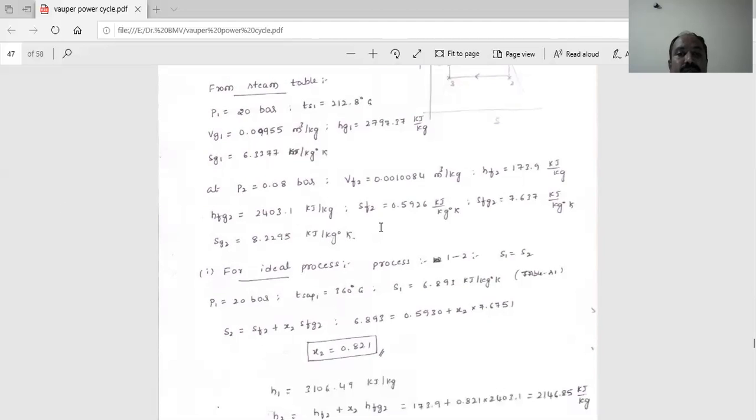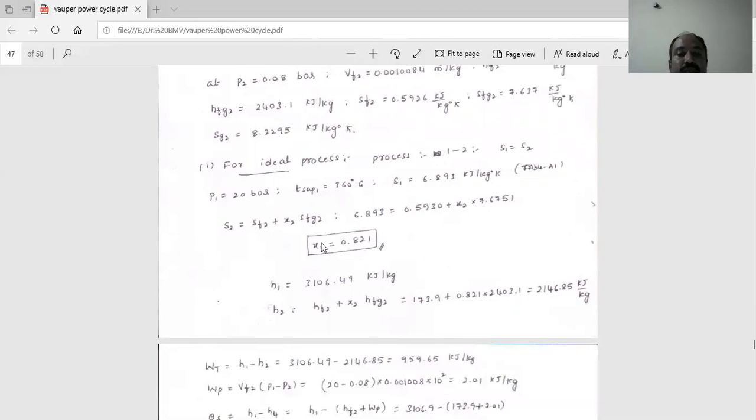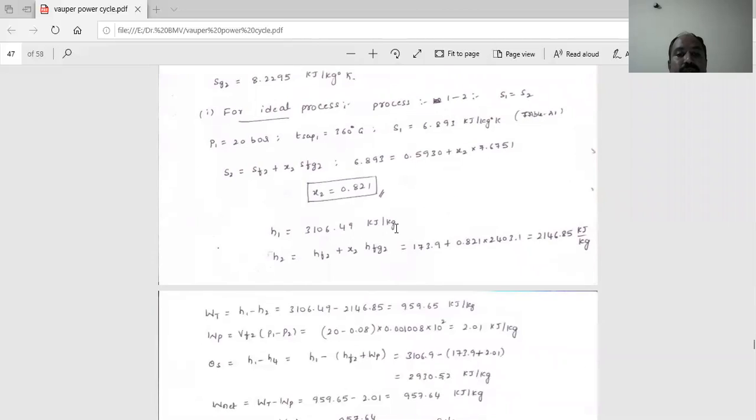For the ideal process, we have process 1 to 2, S1 is equal to S2. Then P1 is equal to 20 bar, the superheated temperature is equal to 360 degrees centigrade, S1 is equal to 6.893 kilojoules per kg degree Kelvin. S2 is equal to Sf2 plus X2 into Sfg2. Then X2 becomes 0.821. Then H1 is equal to 3106.49 kilojoules per kg. H2 is equal to Hf2 plus X2 into Hfg2. It becomes 2146.85 kilojoules per kg.